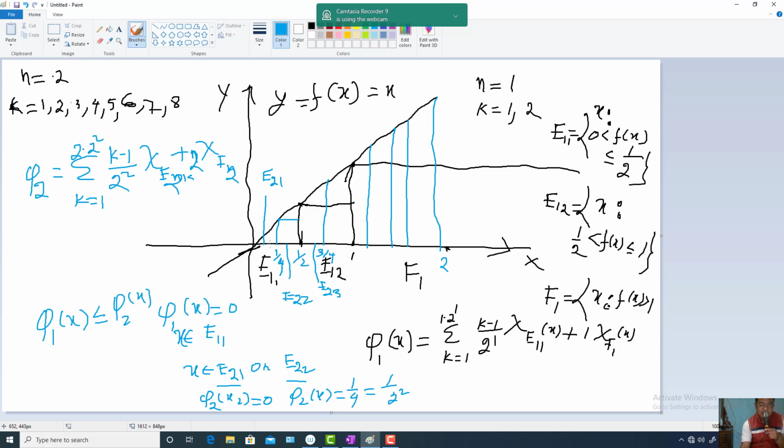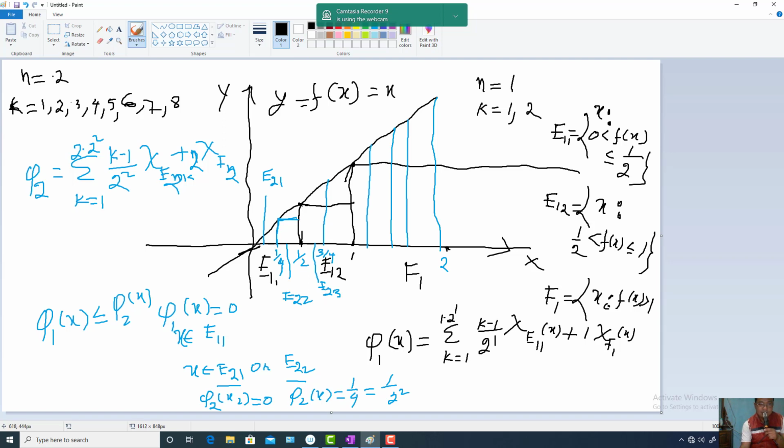Earlier it is from 0 to half, now it has been converted into two parts, 0 to 1 by 4 and 1 by 4 to half. In 0 to 1 by 4, the earlier function phi 1 is 0, and the second function phi 2 is also 0. But in the second part, 1 by 4 up to half, the earlier function is still 0, but the second function phi 2 is equal to 1 by 4. The earlier function is the black one.